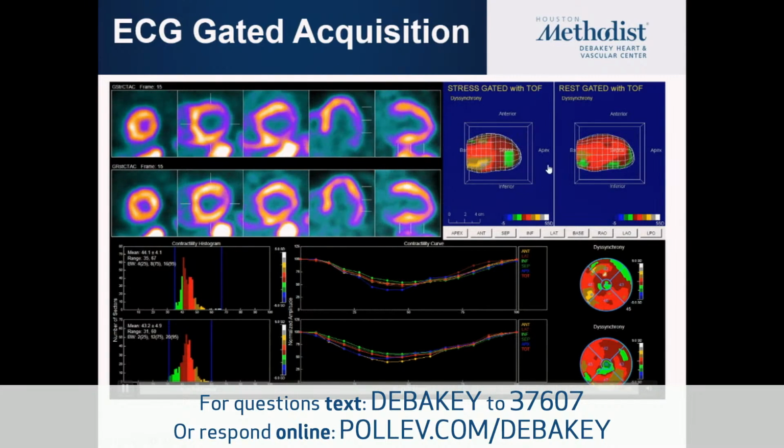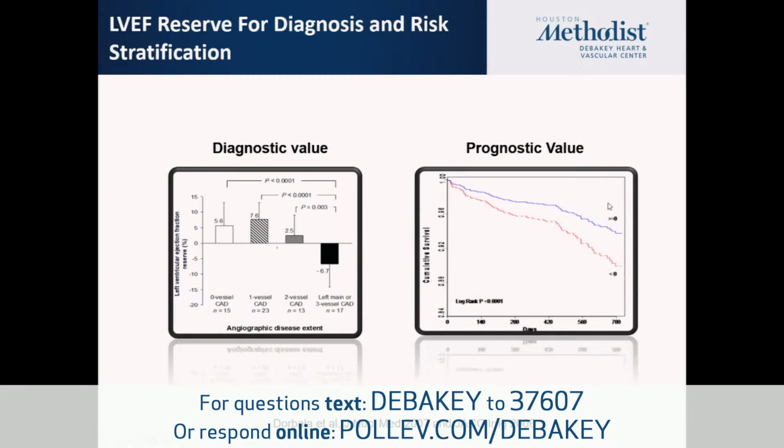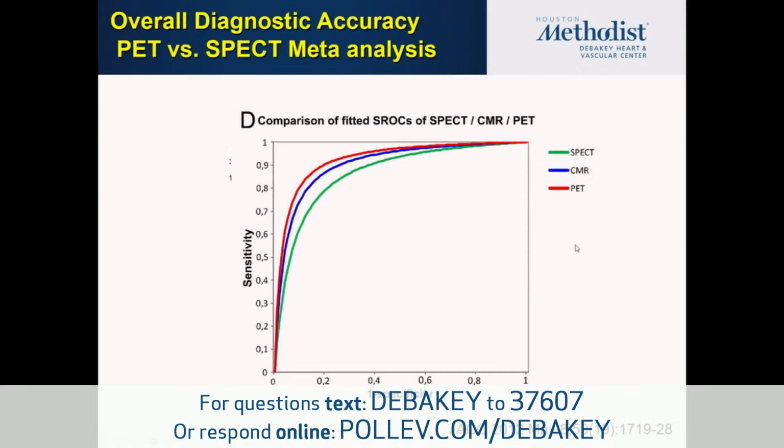And that's why we give it extra importance, because a 5% drop in ejection fraction has been suggested to be very concerning, both diagnostically, because it is more associated with 3-vessel disease, or prognostically, because a more than 5% drop in ejection fraction is associated with worse outcome.